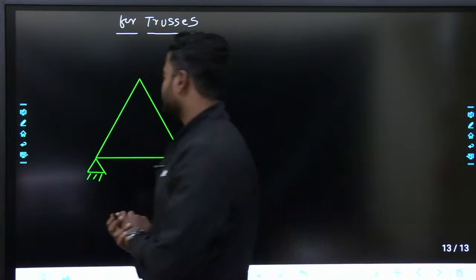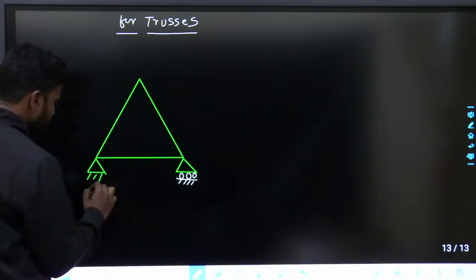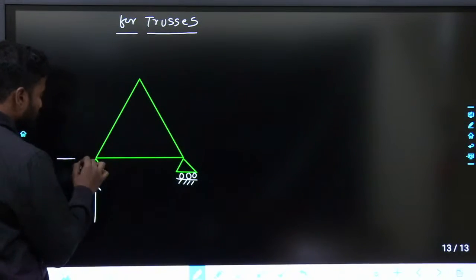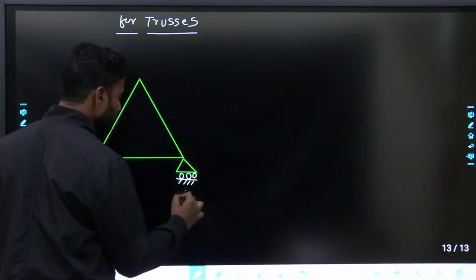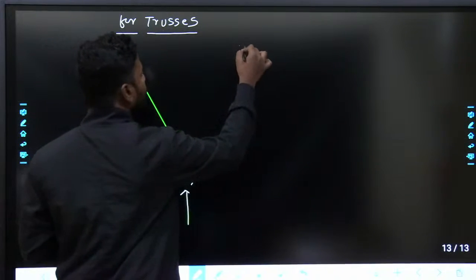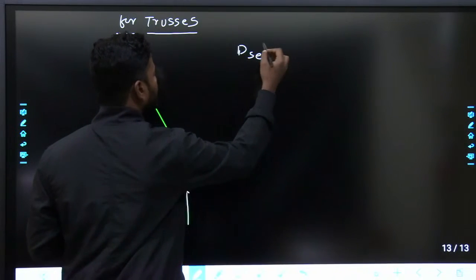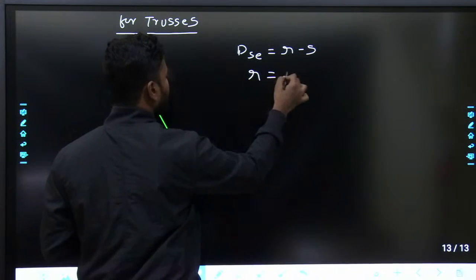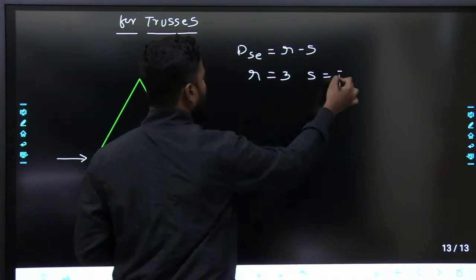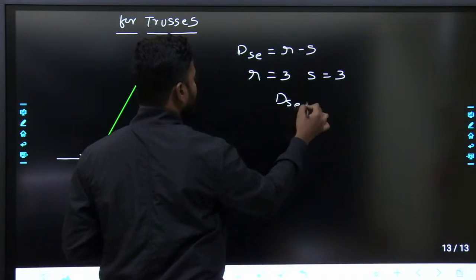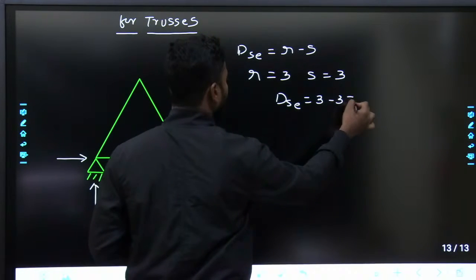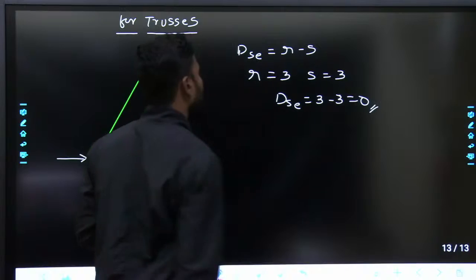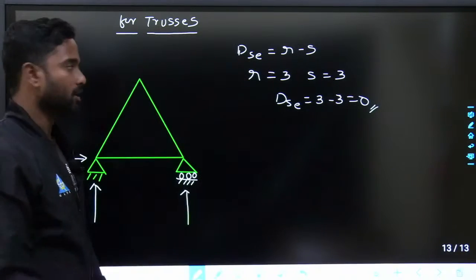Why? Because the external indeterminacy, if I say number of reactions 1, 2, 3. External indeterminacy, if you calculate, DSE is equal to R minus S. So number of reactions is 3, number of equilibrium equations is also 3. So DSE is equal to 3 minus 3, that is 0. So externally determinate.